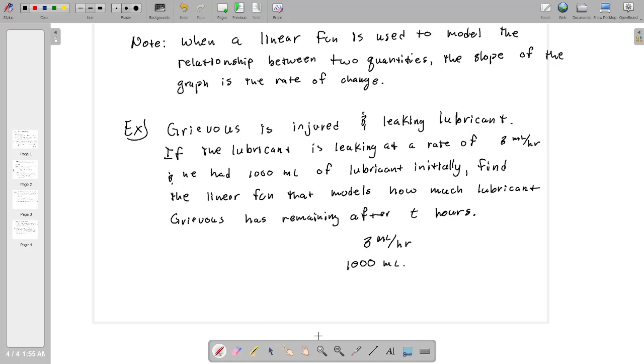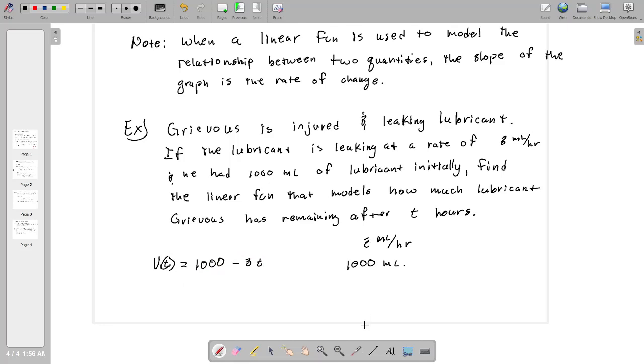Now, the question is, we're trying to model the volume of the lubricant that he has remaining. He's losing 3 milliliters per hour. So we had 1,000 initially, and we're losing 3 milliliters per hour for t hours. We're looking for how much he has remaining after t hours. So 3 times t will give us a quantity in milliliters that he's lost. He had 1,000 to start with, so this will be v of t, the volume.